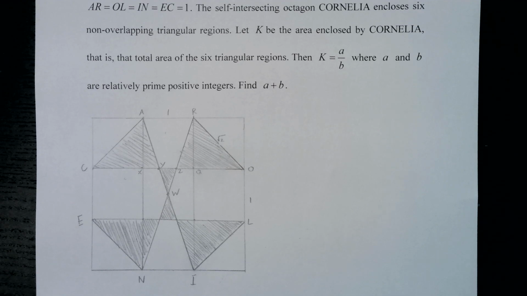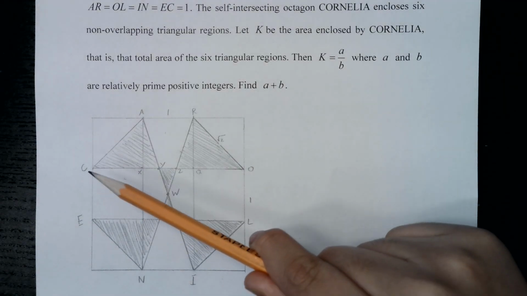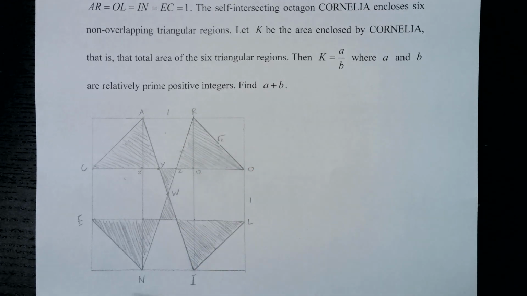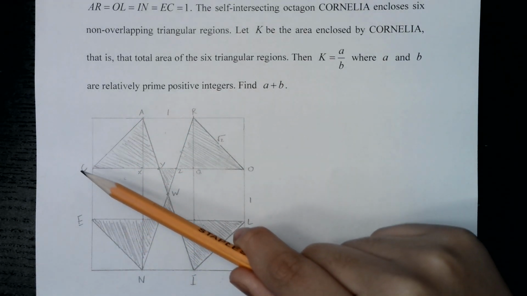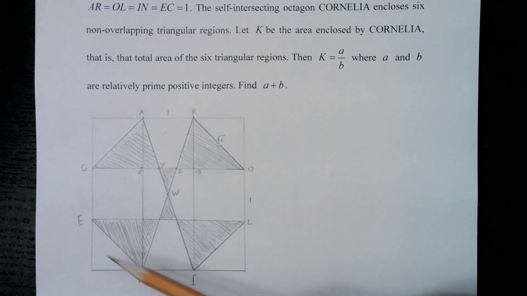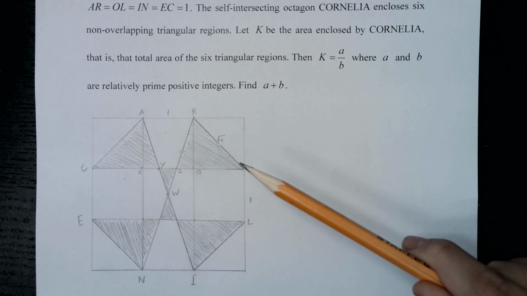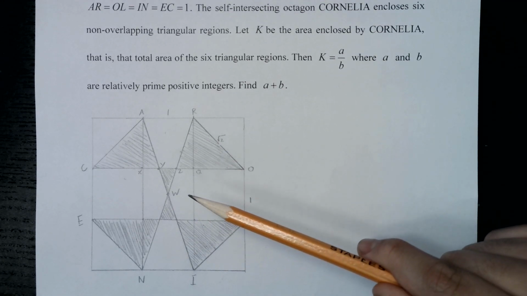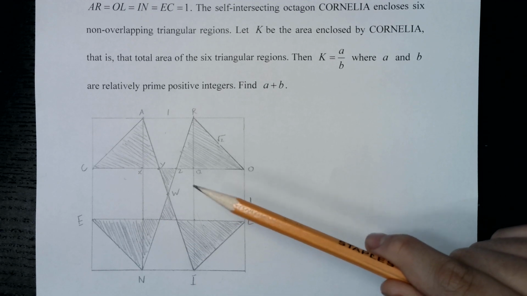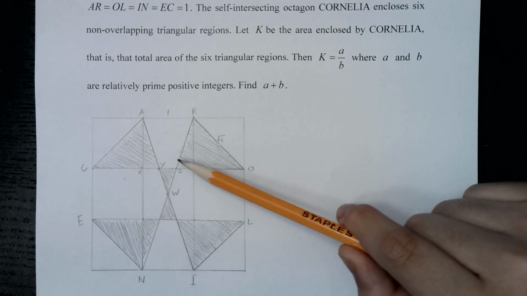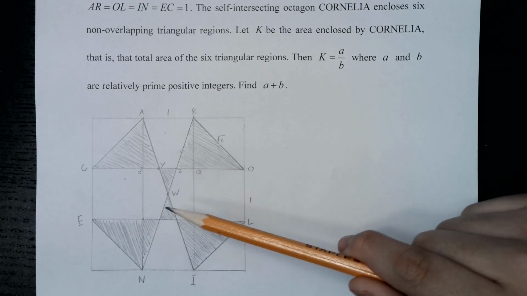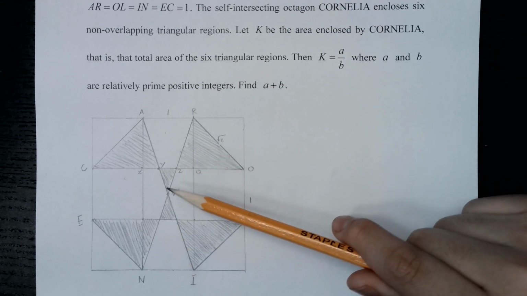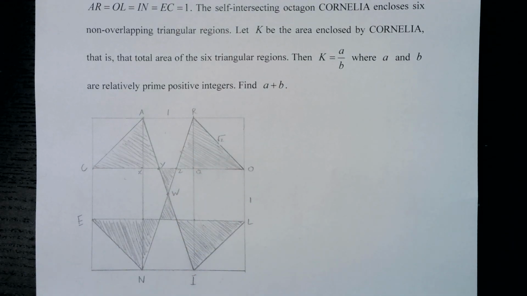Now this means that CORNELIA, which you can trace with your hands, so we start at C, C-O-R-N-E-L-I-A. As you can see, when you trace it, it encloses these 6 triangles that I've shaded in gray. I've also decided to add a couple of new points of my own, these being X, Y, Z, Q, and W. I haven't added these points for the other side, as it can just be flipped over.